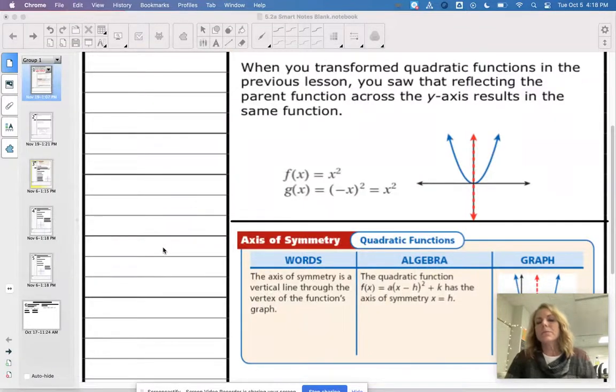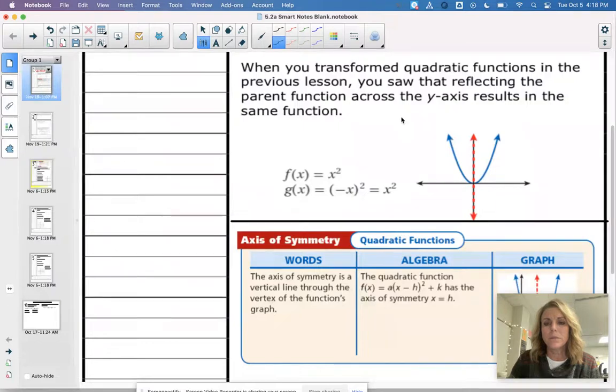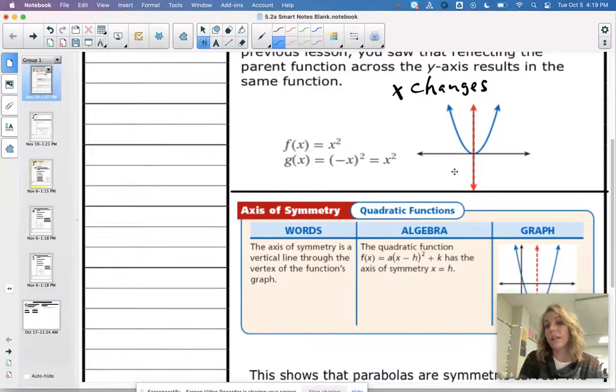In the last lesson, when we were talking about reflecting the parent function across the y-axis, we didn't do an actual example on that one, but I want to point out that when you reflect across the y-axis, your x changes from a positive to a negative. But when we square that, it becomes back to your original function. That's all that's saying. Whereas when reflected across the x-axis, it flips upside down.